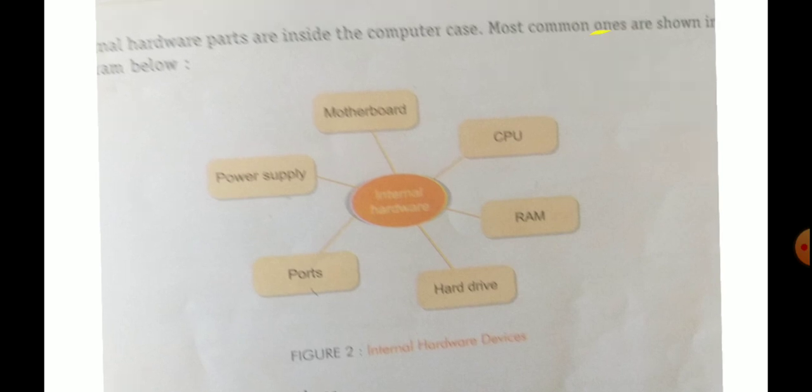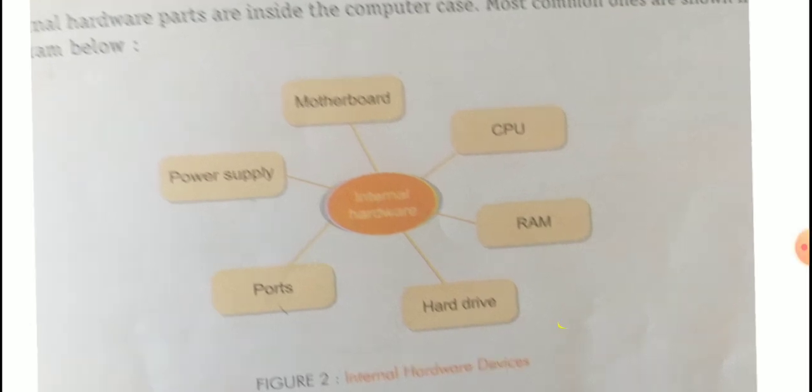See this example of internal hardware device. This is a mind map for internal hardware device: motherboard, CPU, RAM, hard disk, ports and power supply. So these devices are connected to the computer internally. So these are internal hardware devices.